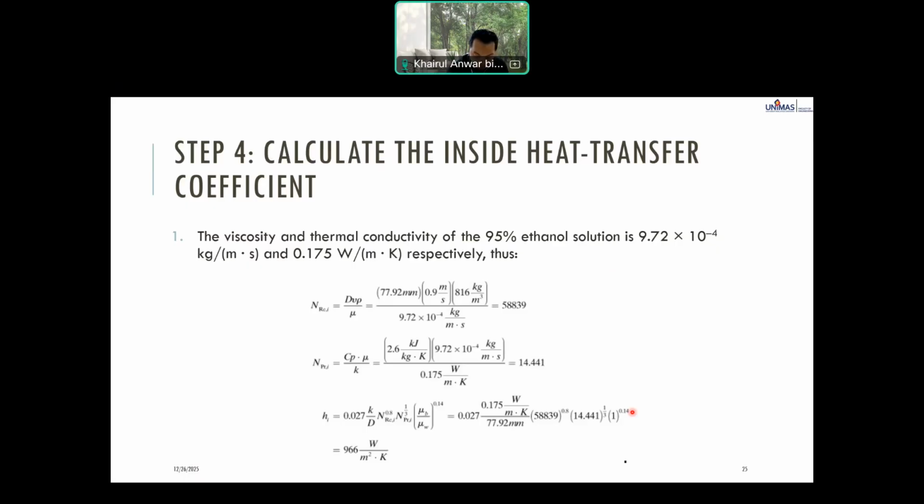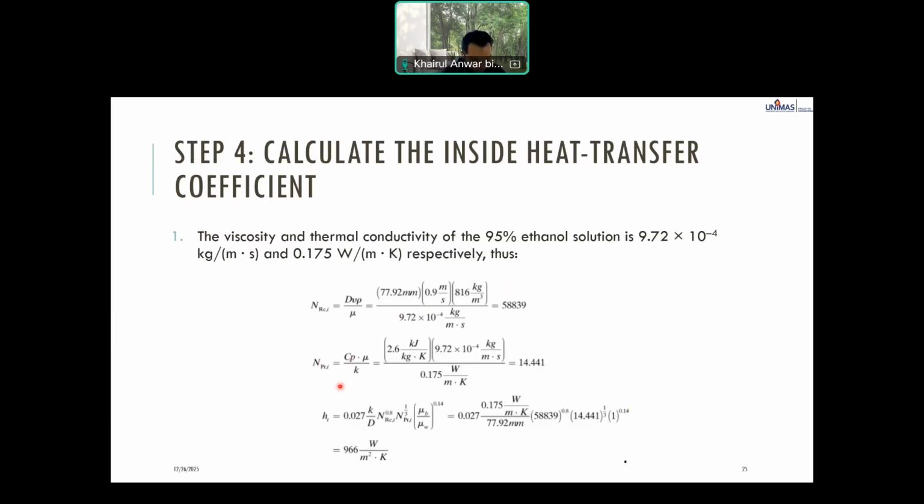refers to the velocity for the ethanol. Rho refers to the density of the ethanol, divided by the viscosity, the mean viscosity. Oh yeah, because the viscosity of the ethanol is 9.72. So 9.72. So we get the Reynolds number.